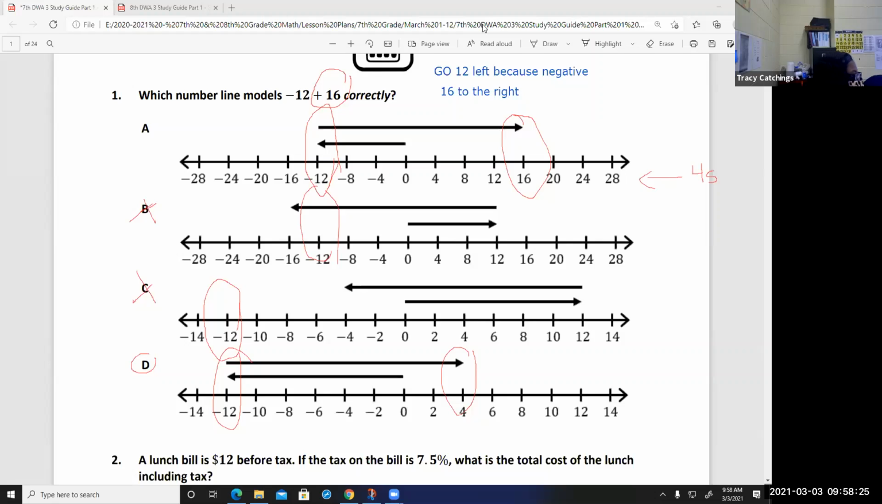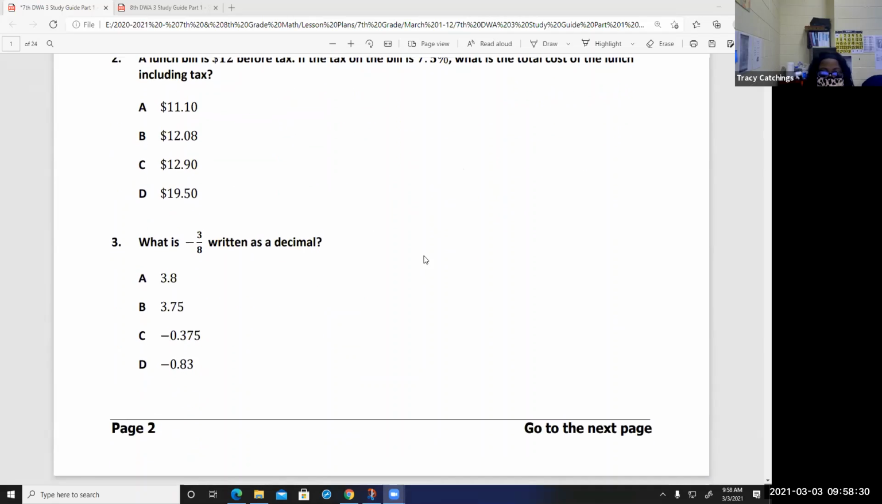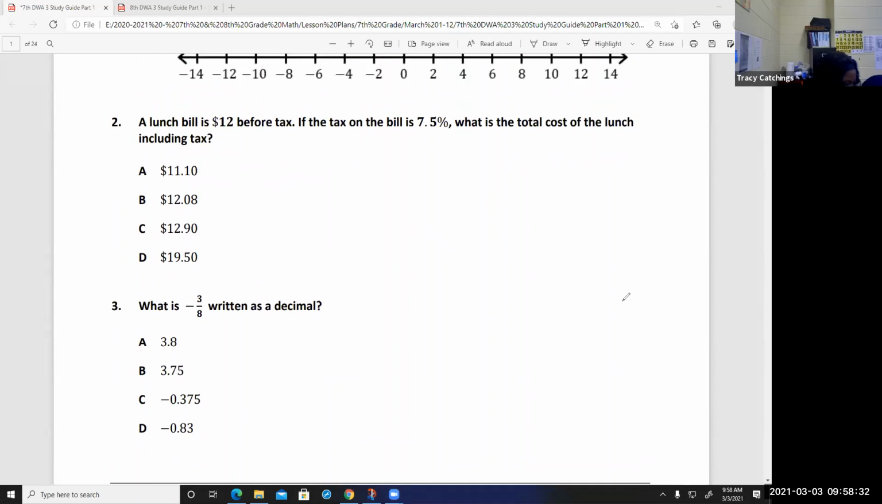Anybody still need something? Okay. All right, number 2.